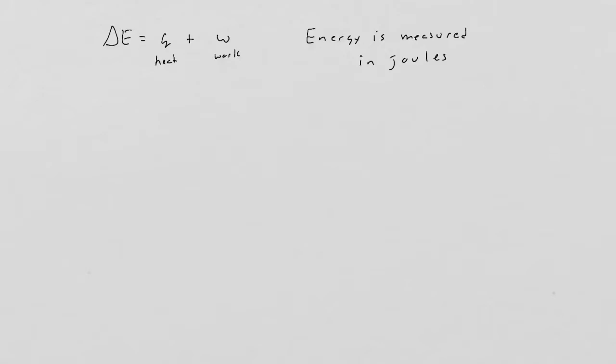So imagine you have a system like so. Here's your system, right? And the system, let's say, absorbs 20 joules of heat during a process. But at the same time, the volume expands and it pushes against the external surroundings, which means it does work on the surroundings as it expands.